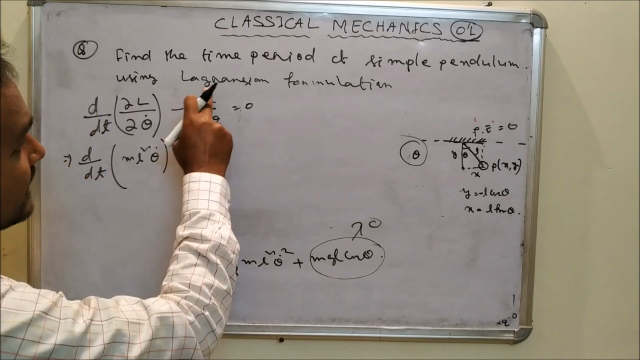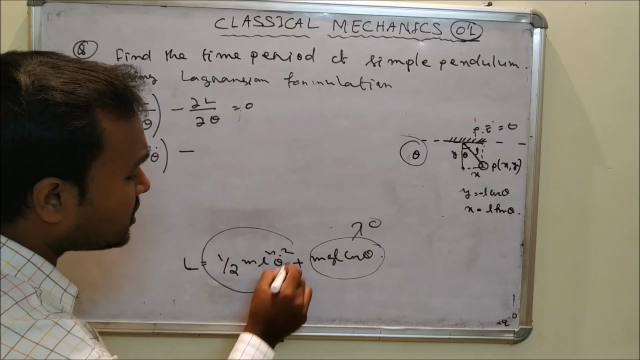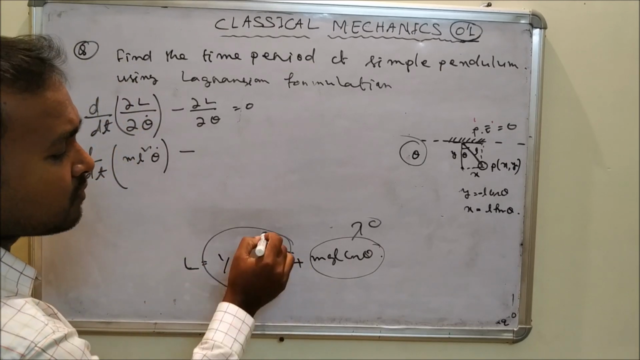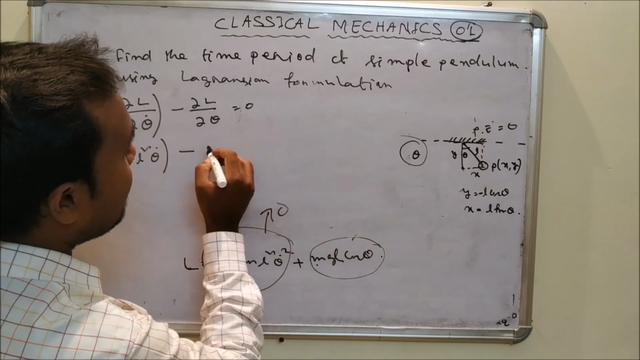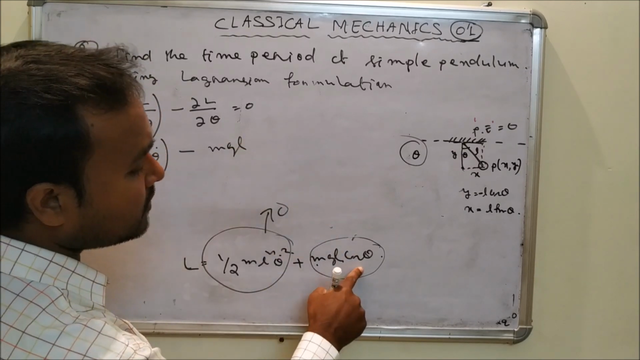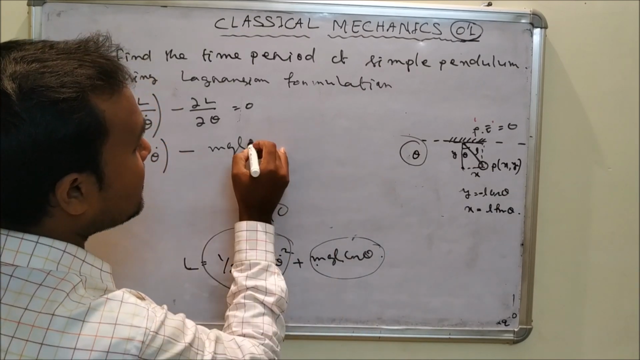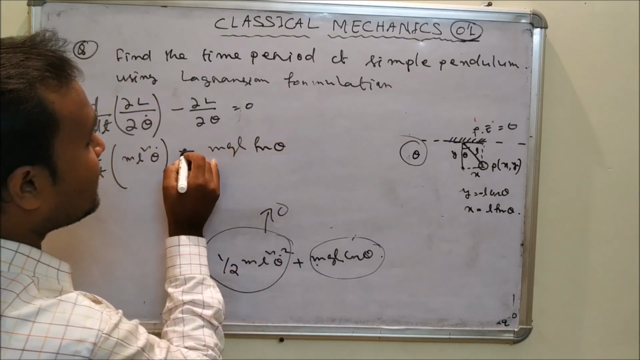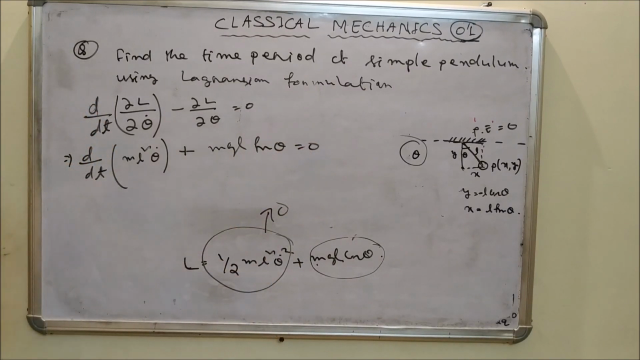Minus. Then again I have to take the differentiation with respect to theta, but here there is no theta, so the contribution will be 0. And for mgL cos θ, what will be the differentiation with respect to theta? It is minus sin θ. The minus sign will make it positive, equal to 0. You got the idea?